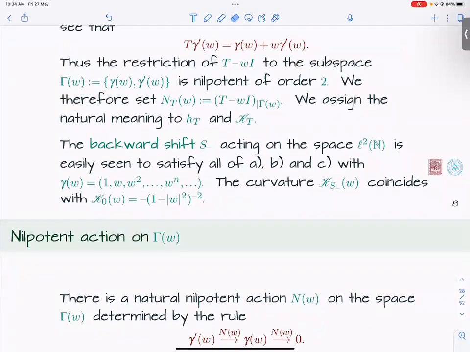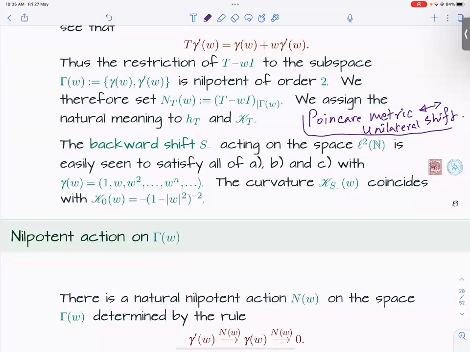Now we look at an example. The Poincaré metric, which kept coming up in the previous discussion of the Schwarz lemma, has a close connection with what we call the unilateral shift. Therefore, in the next few minutes, I am going to understand this relationship between the Poincaré metric and the unilateral shift, or rather the backward unilateral shift. There is a forward and a backward. Okay, so let's define it.